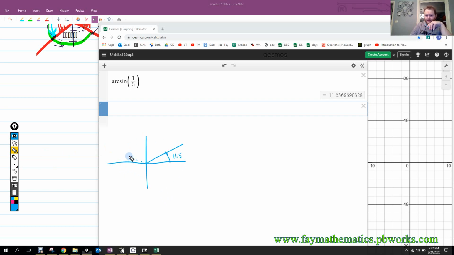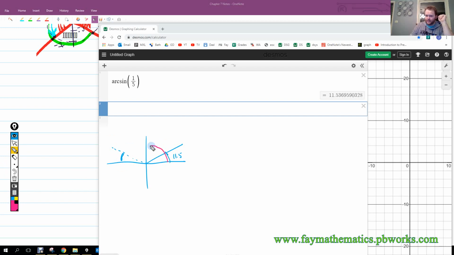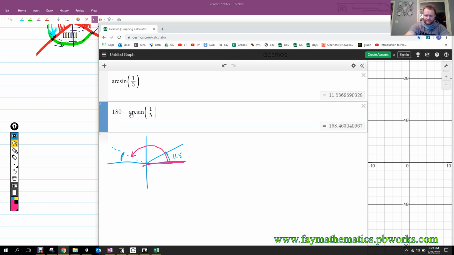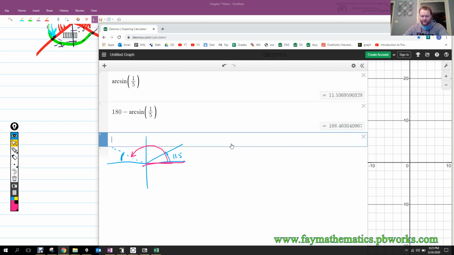So then the angle over here, because of the symmetry, is still going to be 1/5 for the y value. That's 11.5. So how do we get that actual angle? Remember, theta always starts from standard position. So this is one of our answers, 11.5. And the other one, to get this red angle, we're going to take 180 minus that 11.5, and it gives me that number there. Then we should be able to check those two answers.